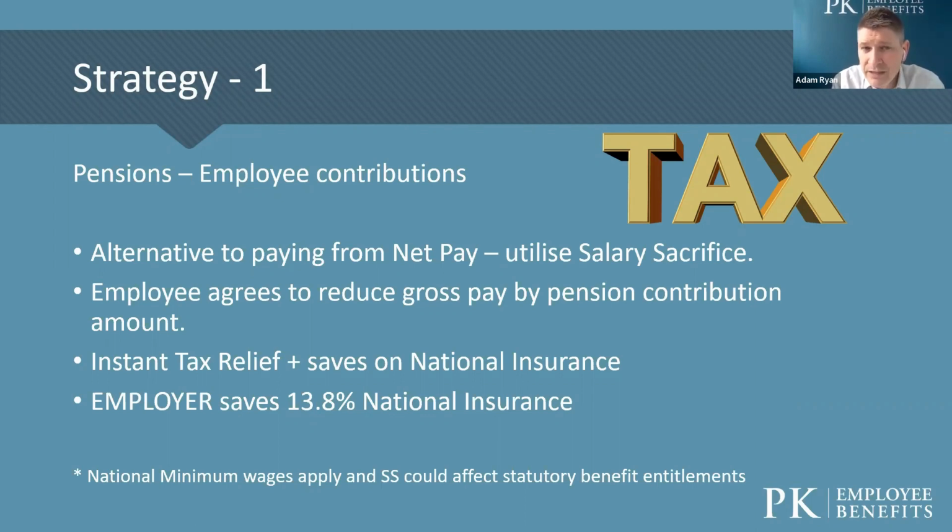In terms of a benefit of this strategy to you as the employer, you would receive a reduction in your employer national insurance bill by 13.8% of that employee's pension contribution. So in that example, where the individual was paying £100 into their pension, you would generate, for every £100 sacrificed, £13.80 as an employer as a reduction of your NI bill.